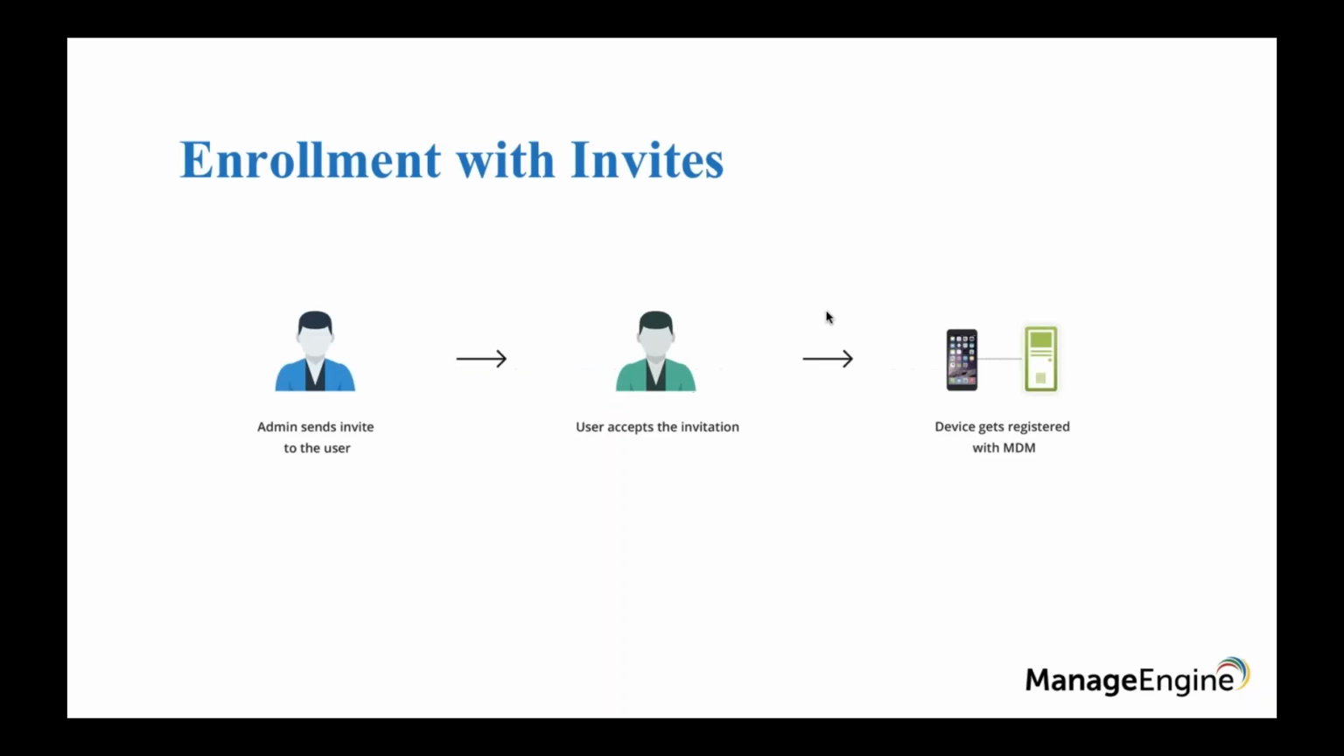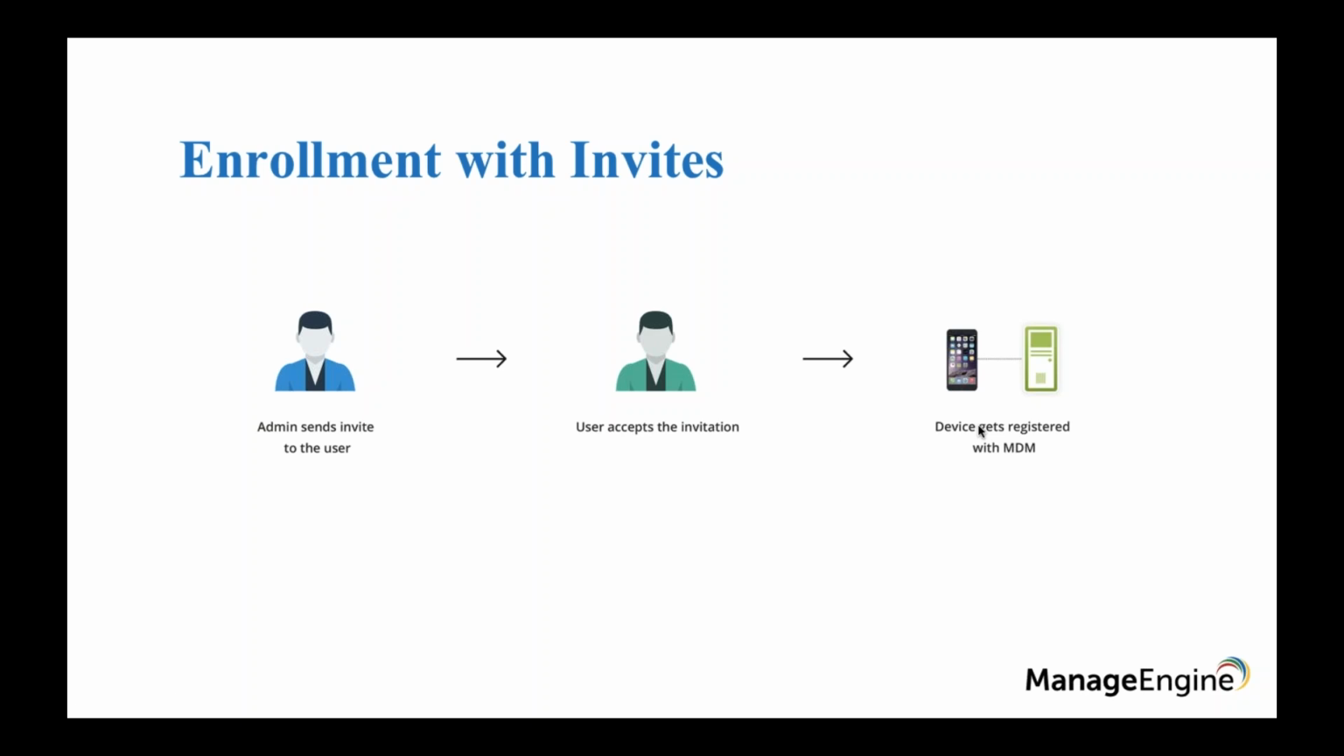So let's say I'm an IT administrator of an organization which has both iOS and Android devices. These devices are already in the hands of the users and I need to manage them. So for managing these devices, I will enroll them using a technique known as enrollment with invites. In this case, what happens is that the administrator sends an email invite to the user. So this user then accepts the invitation and performs the enrollment of the device. Once the device gets enrolled with MDM, it gets registered with it as well.